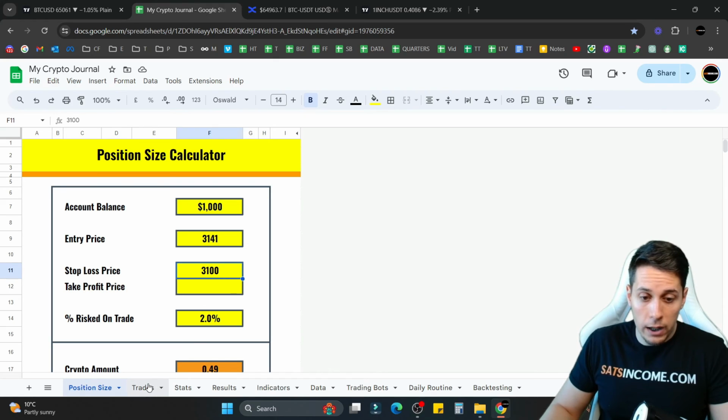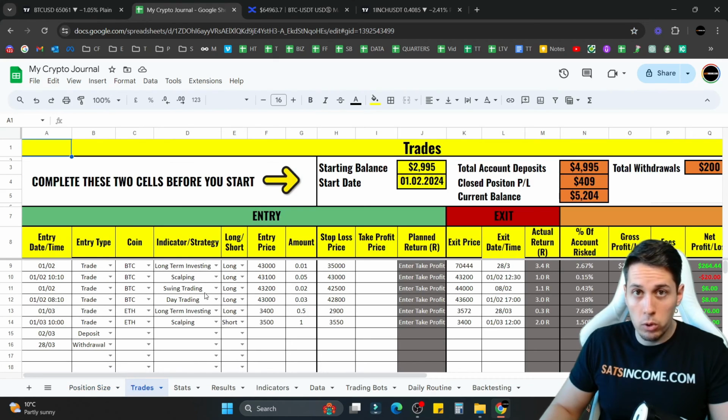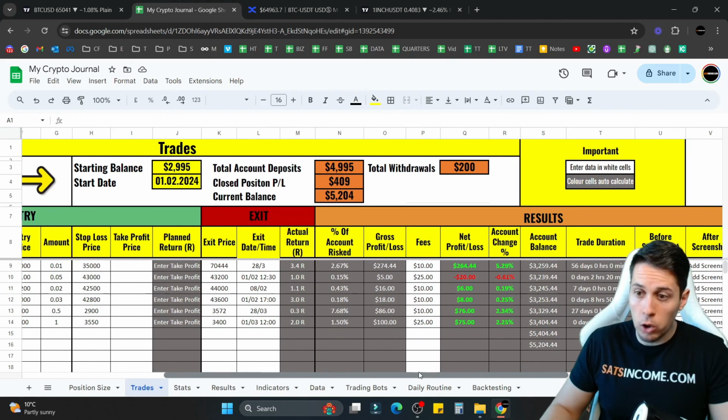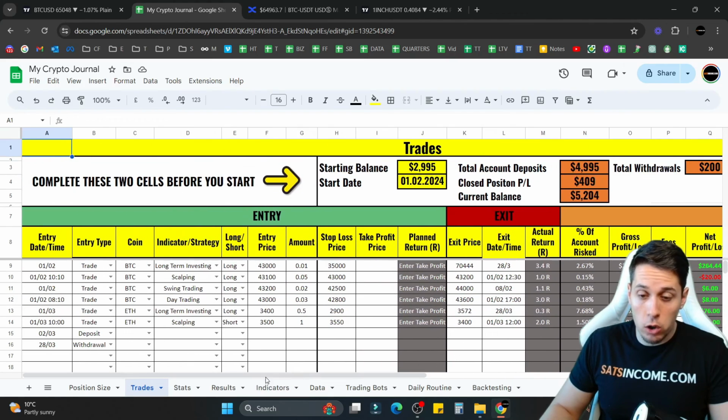The next thing you gotta do is to actually add your crypto trade or investment to the journal in order to keep track of your overall risk as well as your results.